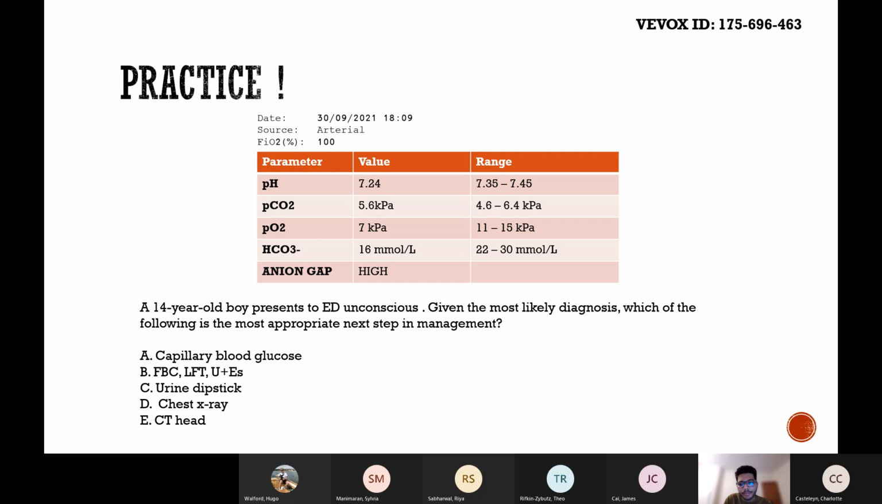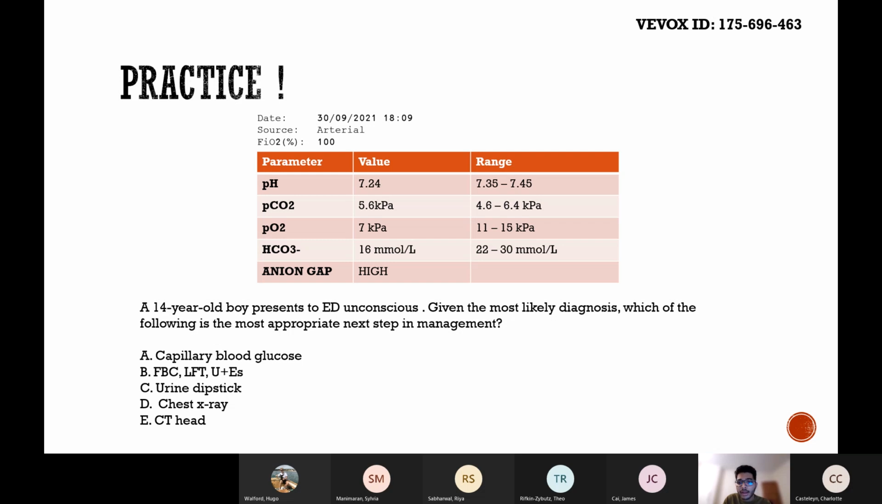Okay, any ideas? What's the most appropriate next step in the management of this fictional patient? Yeah, FBCs, yeah, could be. So this is another sneaky question, because it's what's the likely diagnosis? The likely diagnosis here is DKA, diabetic ketoacidosis, because it's a young guy with high anion gap metabolic acidosis.